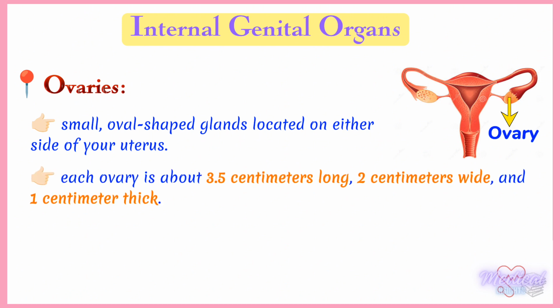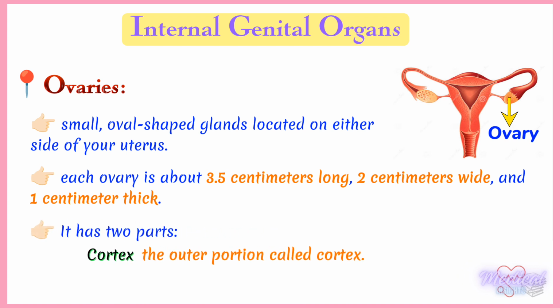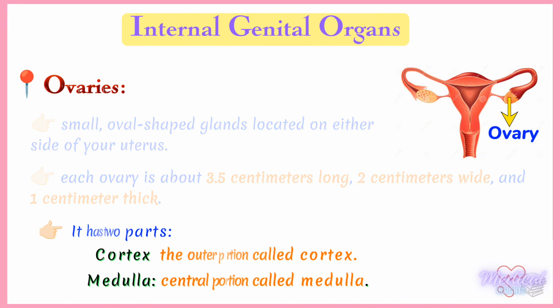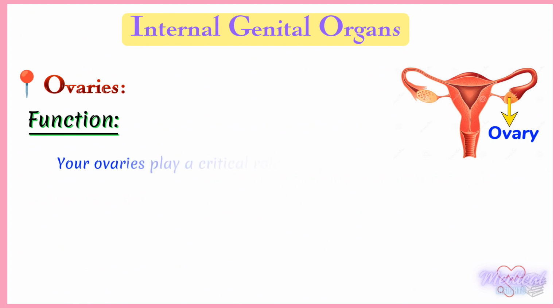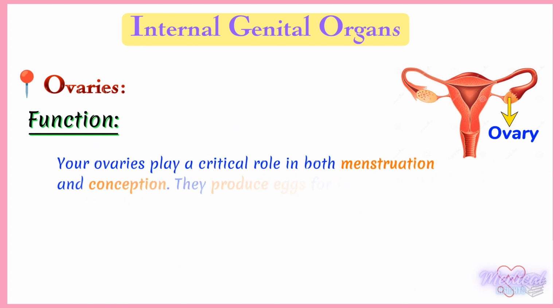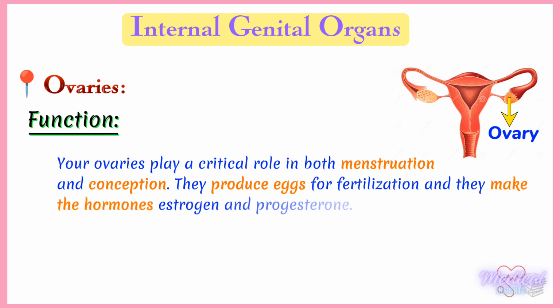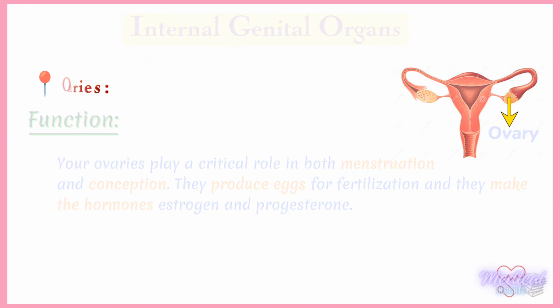Ovaries. The ovaries are small, oval-shaped glands located on either side of your uterus. Each ovary is about 3.5 centimeters long, 2 centimeters wide, and 1 centimeter thick. It has two parts: the outer portion called the cortex, and the central portion called the medulla. Function. Your ovaries play a critical role in both menstruation and conception. They produce eggs for fertilization, and they make the hormones called estrogen and progesterone.